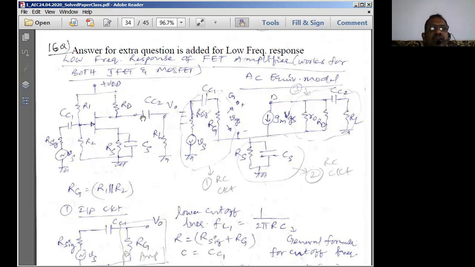Now this is the circuit and the output is connected to the load resistance RL. Across the load we are going to pick the output voltage. Now this is basically an amplifier circuit diagram.